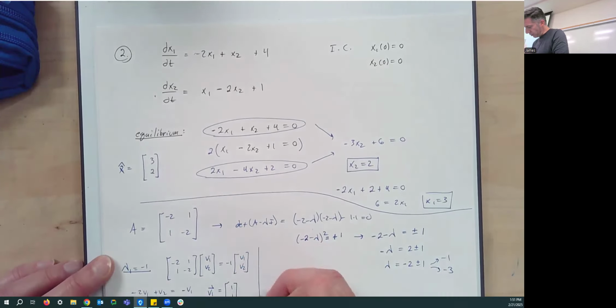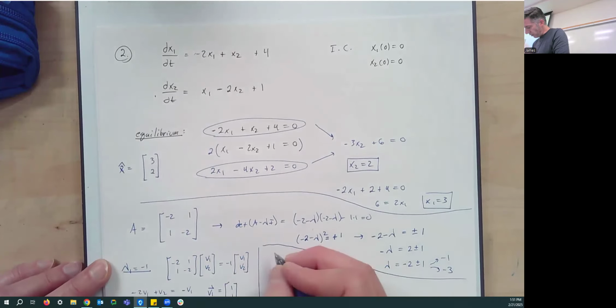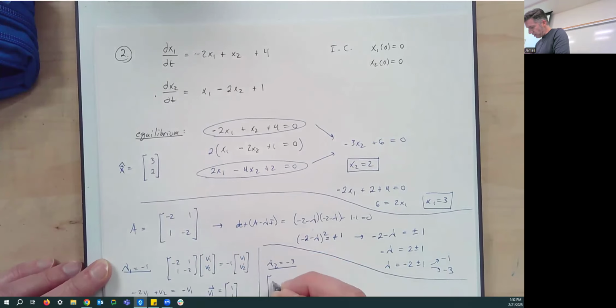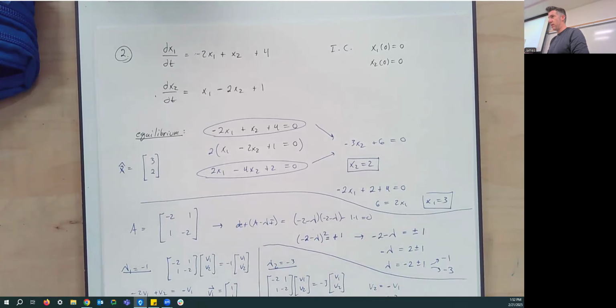And then let's carve out something over here. For lambda 2 equal to negative 3, same deal. Negative 2, 1, 1, negative 2 times v1, v2 equals negative 3 times v1, v2. So now our first equation is negative 2 times v1 plus v2 equals negative 3 times v1. But add 2v1 here, I get v2 equal to negative v1. So my eigenvector is going to be, I would pick v1 equal to 1, v2 equal to negative 1. So there's my eigenvector. Oops, you can't quite see that. Sorry about that.